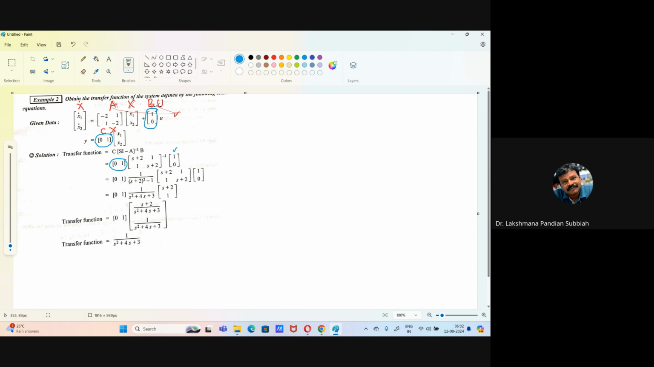Now we have sI minus A. So sI minus A, where I is the identity matrix, 2×2: [1, 0; 0, 1] minus A. That A is here: [-2, 1; 1, -2].